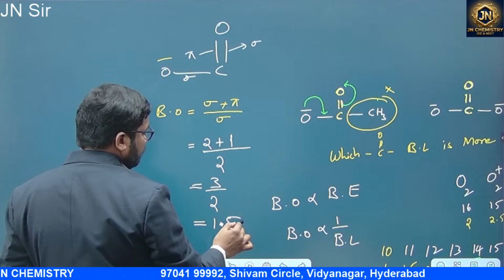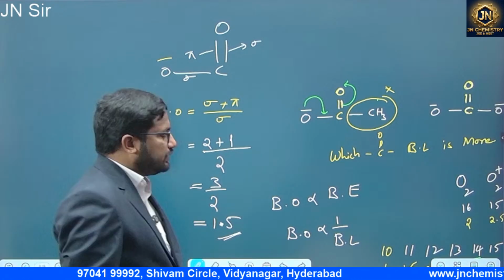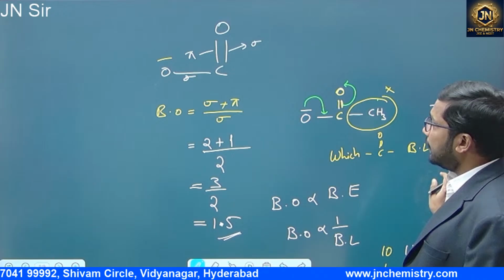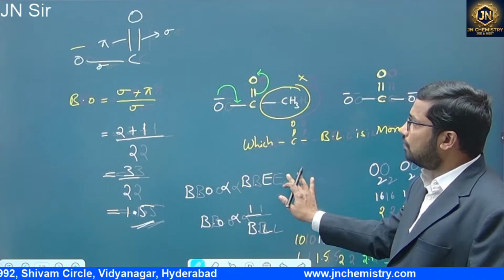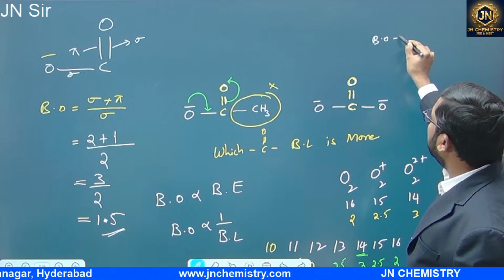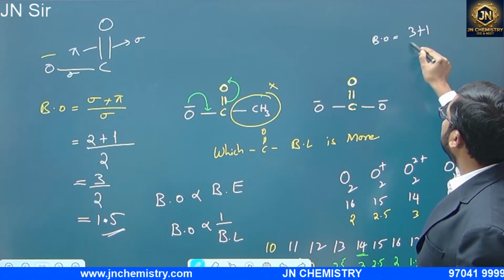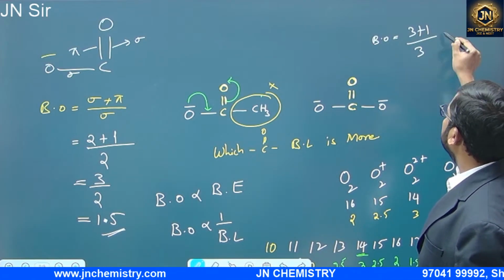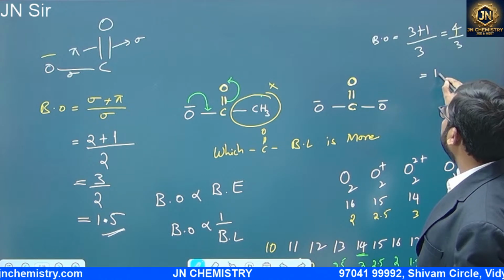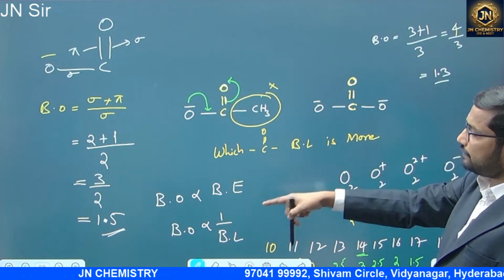I am telling you not to do that, because that is not participating in the resonance. So which is participating in the resonance, that only we need to consider. But in this case, how many sigma? 1, 2, 3. So 3 plus 1 by 3, that is 4 by 3, nothing but 1.33. That is 1.5, this is 1.33.